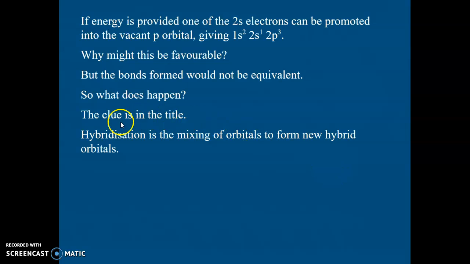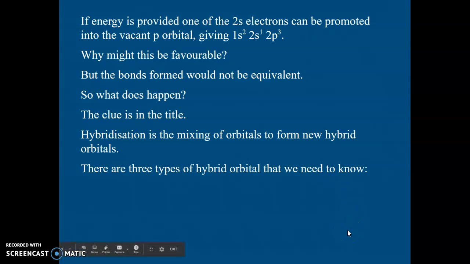So here is your definition of hybridisation. It's the mixing of atomic orbitals to form new hybrid orbitals. That's all you need. Okay, the question comes up: what is meant by hybridisation? Define hybridisation. That is it. You don't need to get any more complicated than that.